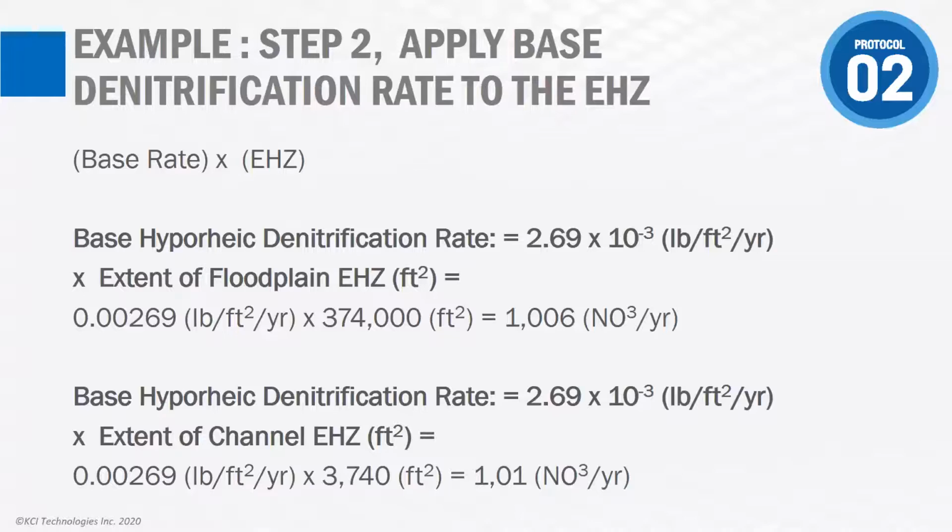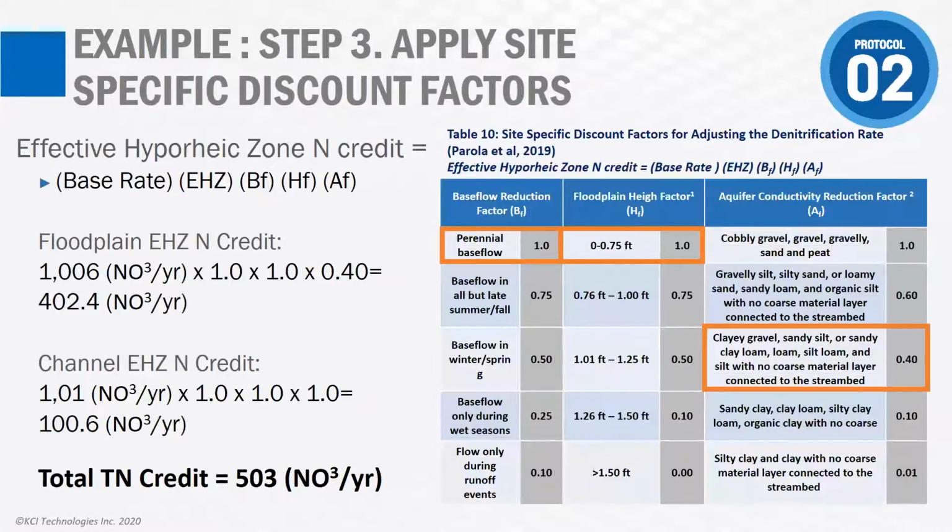So the next step is to multiply the base denitrification rate by the effective hyporheic zone for each, the floodplain and the channel. And that step results in a total reduction of nitrates per year of 1,107. But then we'll need to apply our specific discount factors in step 3.